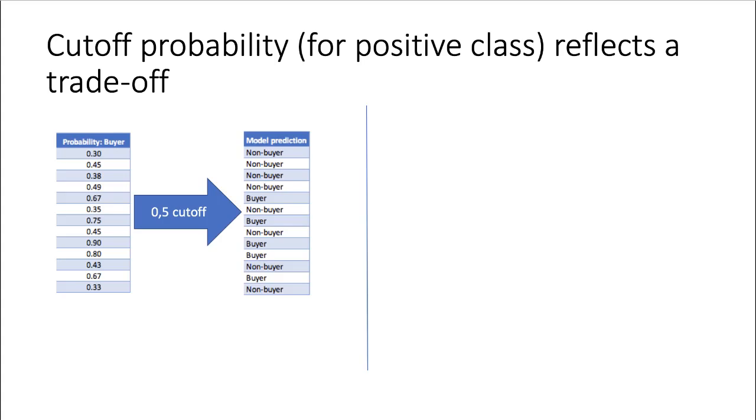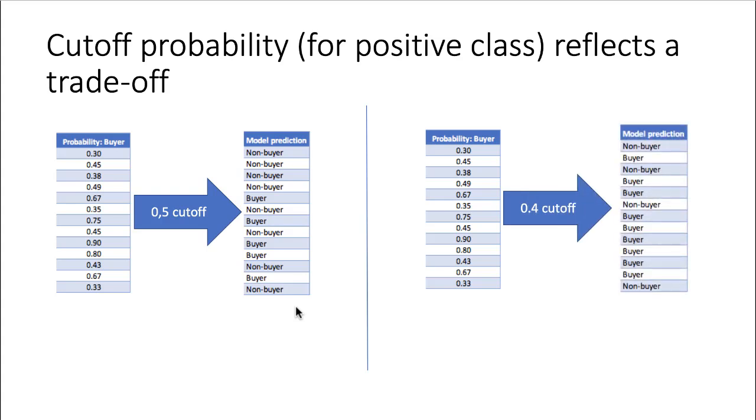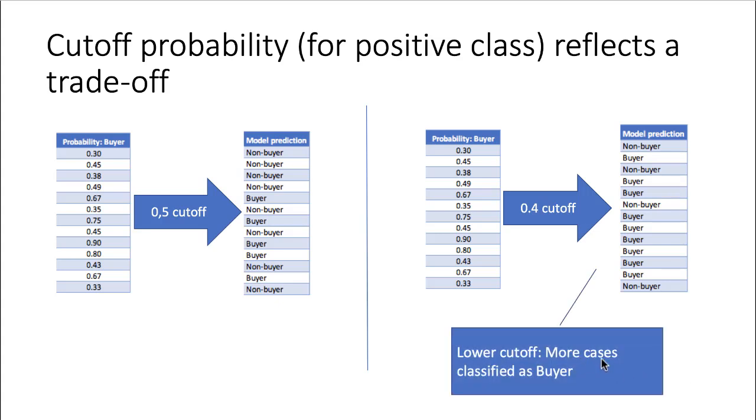As I've already pointed out, the cutoff probability represents a trade-off. In this case, with a 0.5 cutoff, you get a certain performance. With a 0.4 cutoff, you get a different performance. With the 0.5 cutoff, we are being a little more strict about accepting somebody as a buyer. With a 0.4, we are being relatively loose. Obviously, this is going to identify more buyers, but at the cost of classifying more non-buyers also as buyers. So a lower cutoff means more cases are classified as buyer. We will identify more people who are actually buyers as buyers, but we'll also identify more people who are non-buyers as buyers. That's the trade-off that we are getting here.